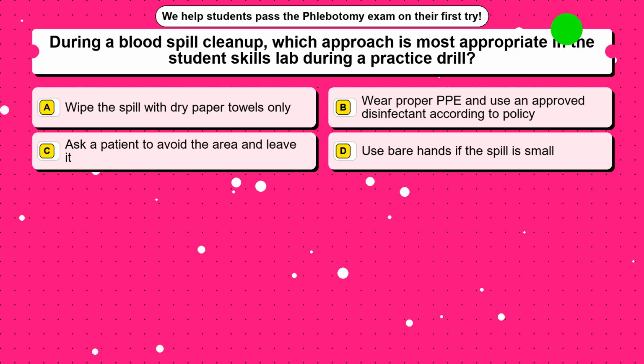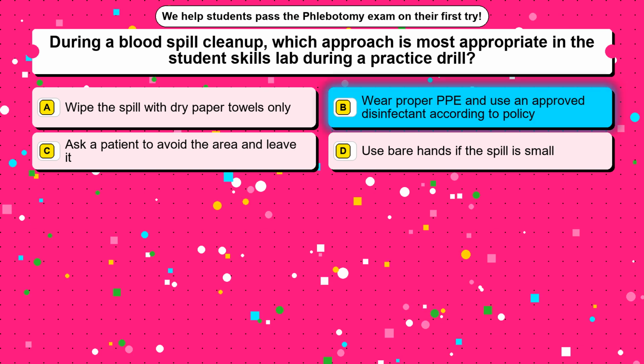Question 22. During a blood spill cleanup, which approach is most appropriate in the student skills lab during a practice drill? Option A. Wipe the spill with dry paper towels only. Option B. Wear proper PPE and use an approved disinfectant according to policy. Option C. Ask a patient to avoid the area and leave it. Option D. Use bare hands if the spill is small.